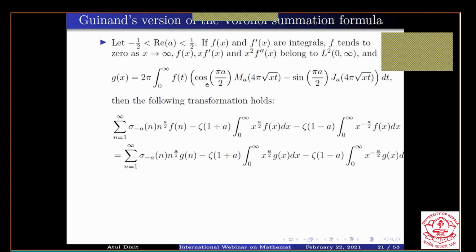Then if you have G to be the Koshlikov transform of F, then you have this symmetric formula. Okay, so what is the symmetric formula? I mean, you take the left hand side, just replace F everywhere by G. Now, why do we use Guinan's version and not the usual well-known version of Voronoi summation formula for sigma function?